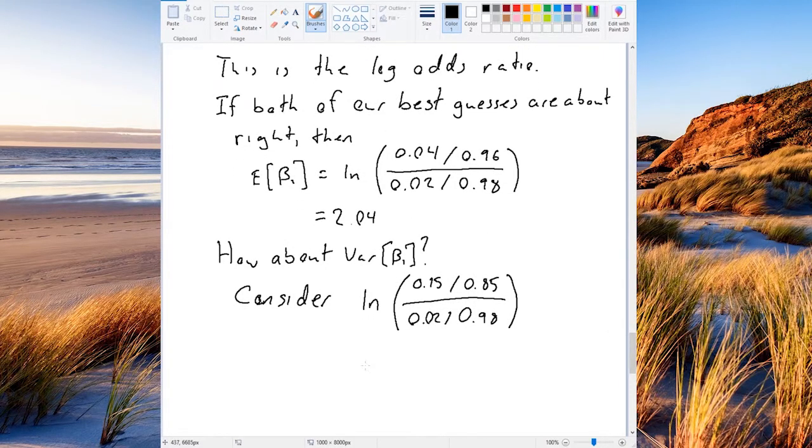So if I do this, this is going to come out to be about, let me run the numbers real quick, 0.15 times 0.98 divided by 0.02 divided by 0.85, out to about 8.65. So I think that beta 1 might be around 2.04. It might be as high as 8.65.